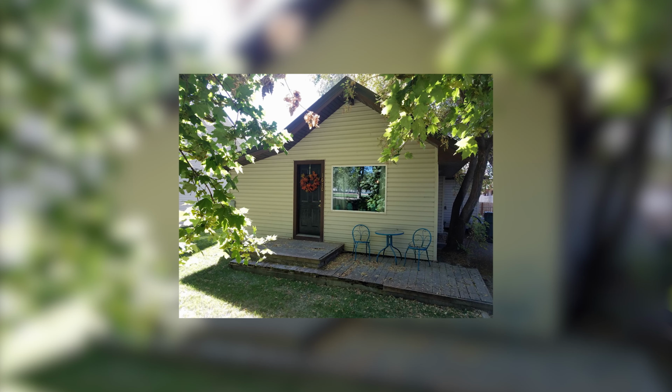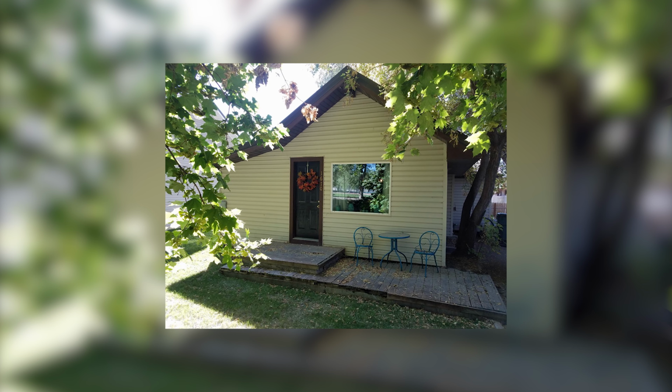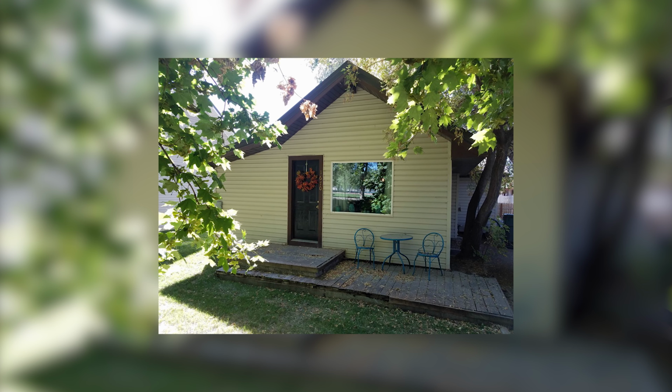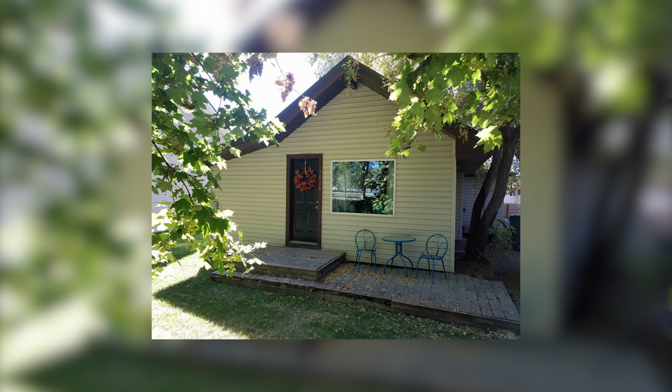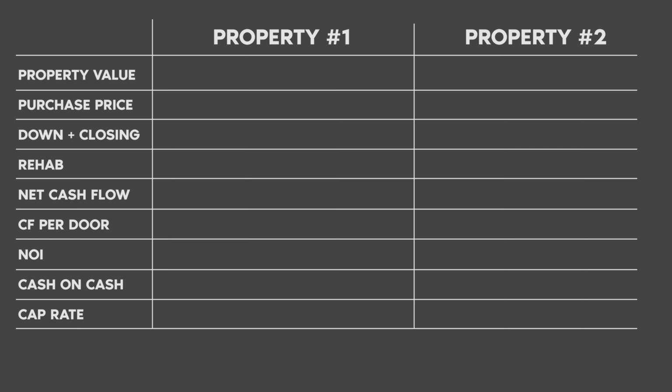So starting with property number 1, this was the very first property that we ever purchased, and I'm still to this day kind of amazed that we were able to get it because it cash flows so well. It has the highest returns on any of the properties we've ever owned, so it's pretty remarkable. Anyway, the property value right now currently sits at $140,000. We bought this for $93,300. The down payment and closing costs came to $5,555. And the property was a little beat up, and so rehab before we could get new tenants in there came to around $3,500.